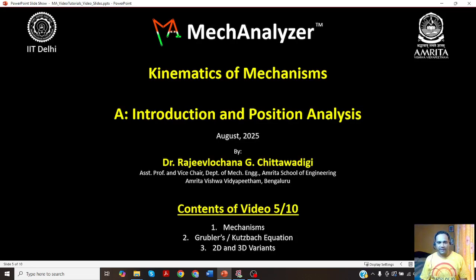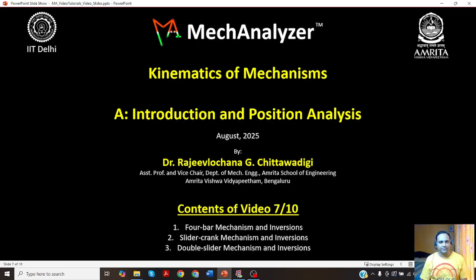Then in video number 5 we will look at mechanisms in general. There's an equation known as Grubler's or Kutzbach equation, which can be used to find the degree of freedom of a mechanism in 2D and 3D. Then we'll look at how to solve different problems on finding the degree of freedom of many planar and spatial mechanisms. Then we'll have a 4-bar mechanism, slider crank mechanism and double slider mechanism. All these inversions also we'll be studying in video number 7.